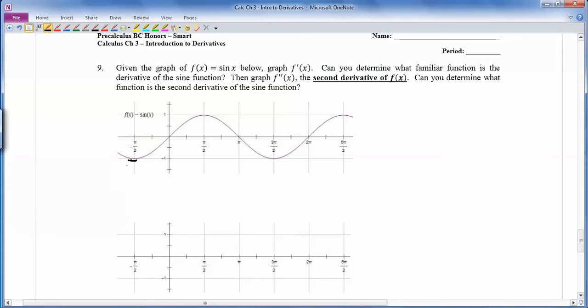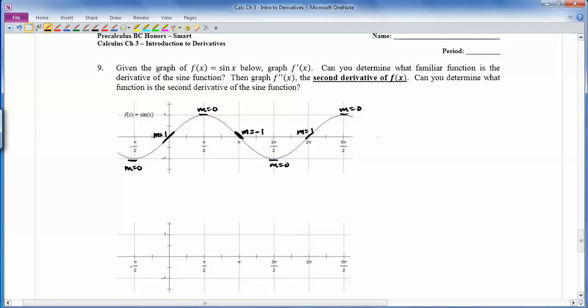Slope is 0 here. m equals 0, m equals 0, m equals 0, m equals 0. And I'll also tell you, right here, the slope actually turns out to be positive 1. So over here, you can probably guess, since it's symmetric, the slope's negative 1, and then it's positive 1 again.